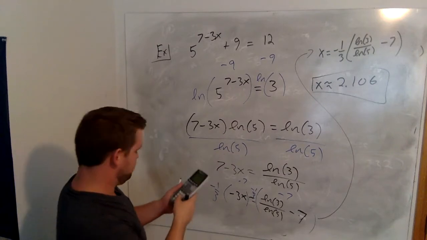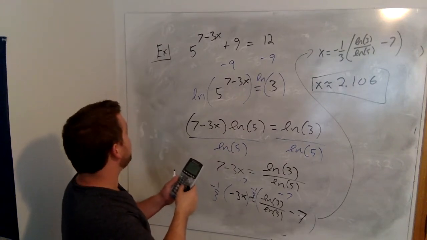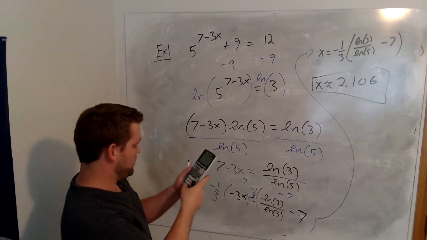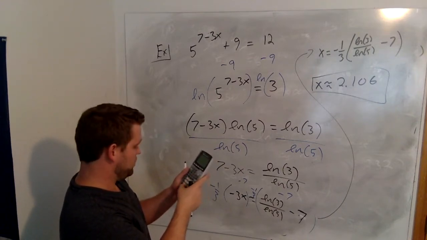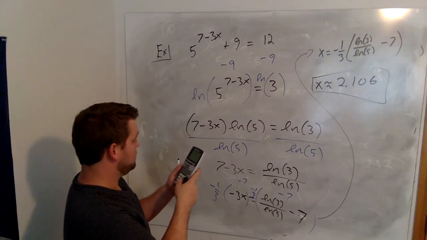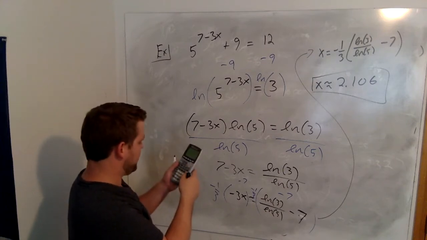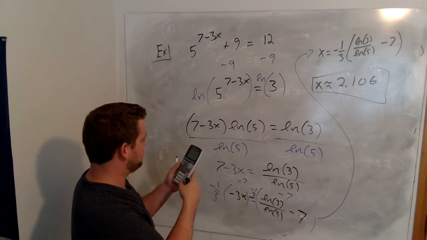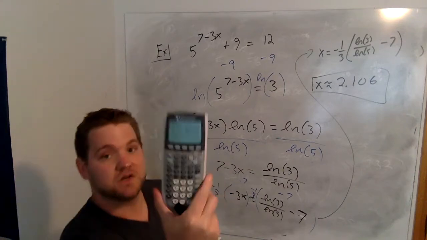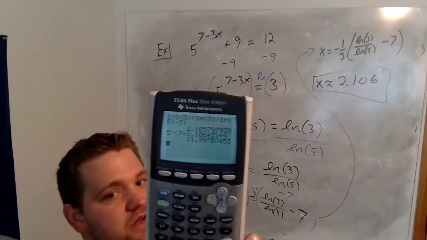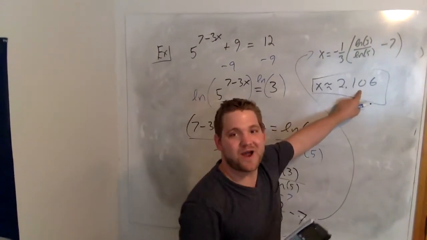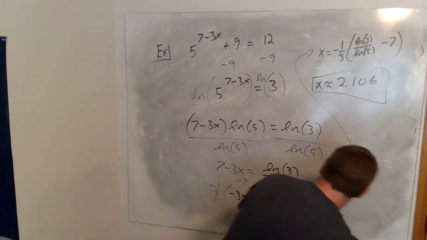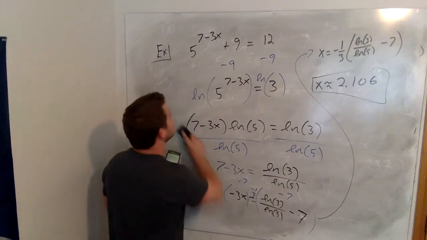So let's do 5 to the power of 7 minus 2.106, times 3. Close that parenthesis, and then we'll add 9. If we hit enter, we should get roughly 12, which we do. Notice I'm off a little bit because this answer here is rounded. But that's a great way to check your work. Beautiful. Okay, I'll go ahead and erase what I have here.